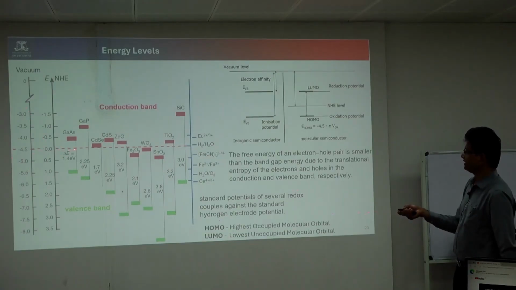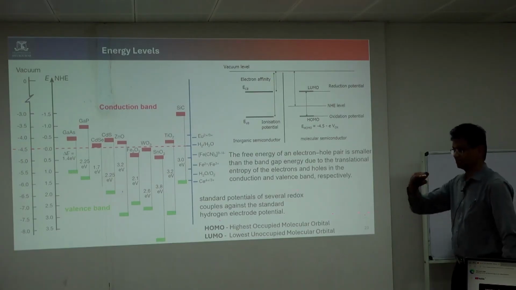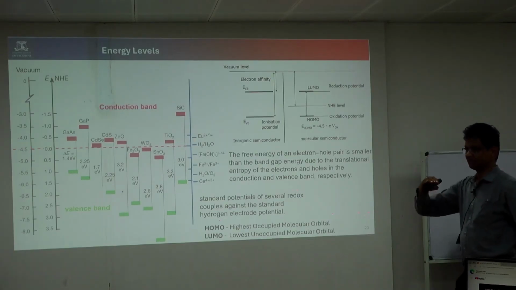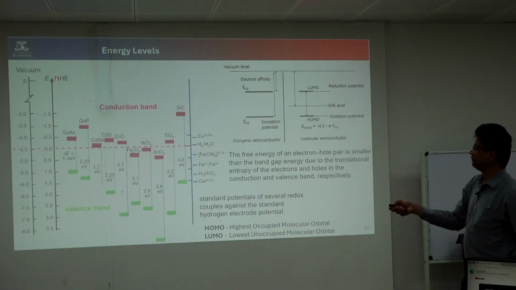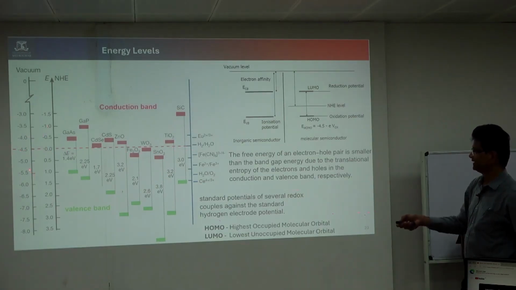So the zero level in solid state we call the vacuum level. As I said, the vacuum level is the energy to move an electron from the inner part to the surface, and that is called the vacuum level. The standard and normal hydrogen electrode are the same. If it is 0 in electrochemistry, in vacuum level it is equal to -4.5. So this is the Fermi level actually.